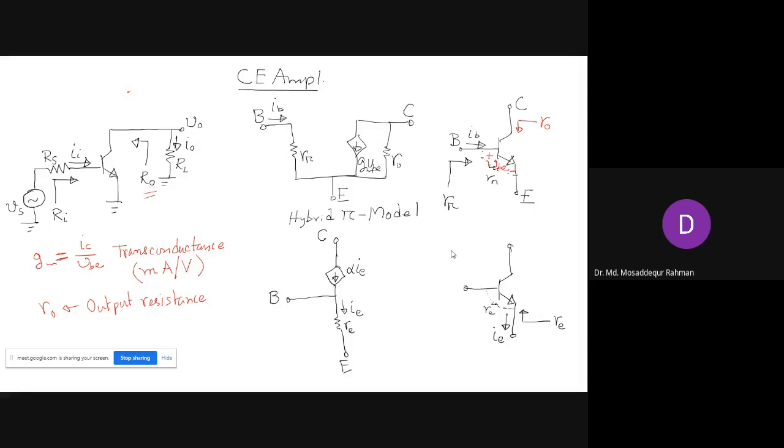If you compare the pi and T models, in the pi model we are looking from the base side, looking into the base, the resistance is R pi and the current flowing is IB. The voltage here is VBE. And in the T model, we are looking from the emitter side, the resistance is RE, and the voltage between base and emitter is VBE.